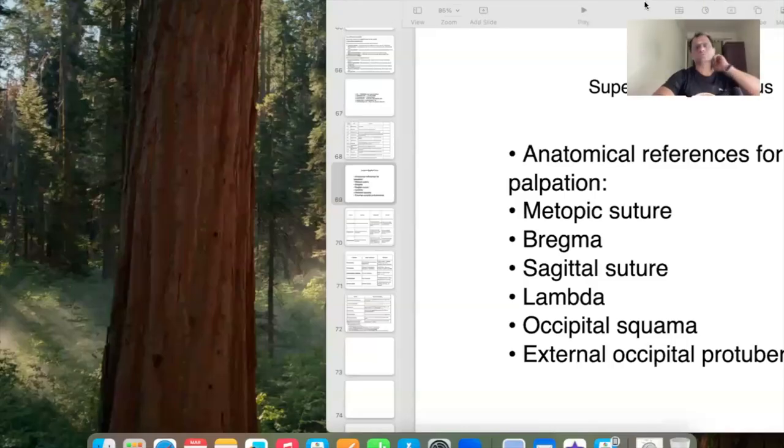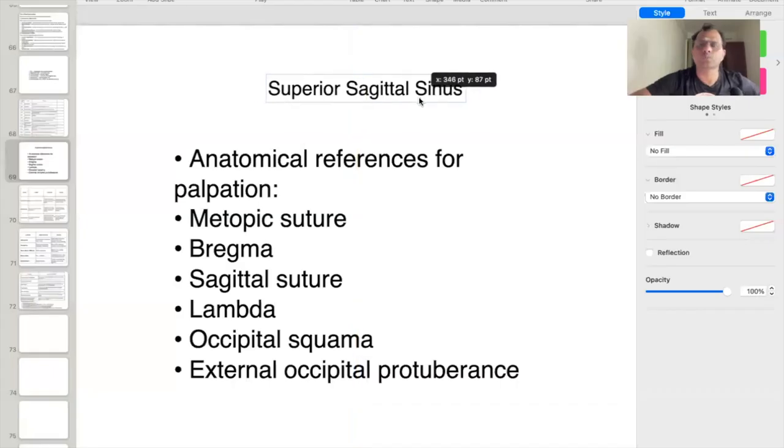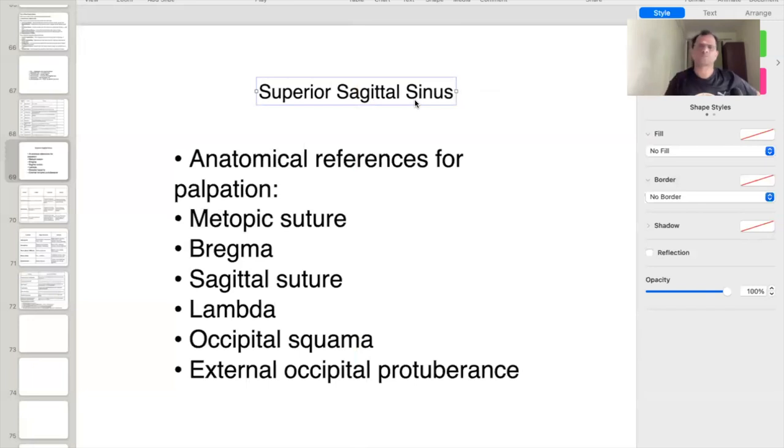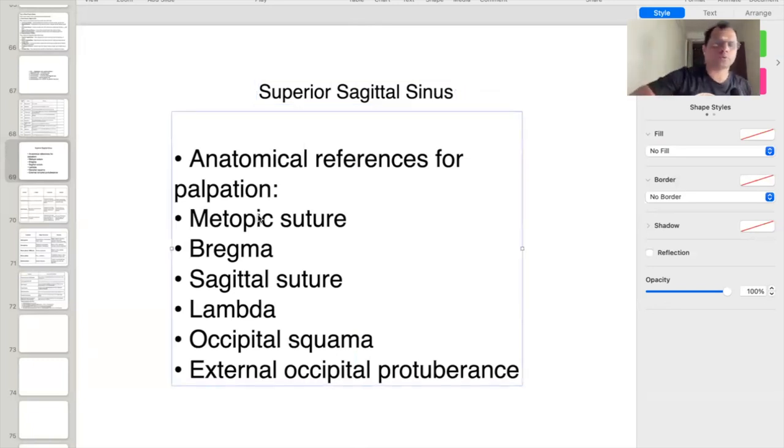We are going to understand some structures. The superior sagittal sinus. If we want to activate the superior sagittal sinus, then we have to activate 1, 2, 3, 4, 5, and 6 structures. Okay.